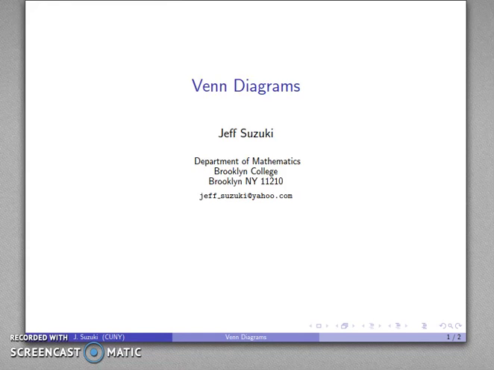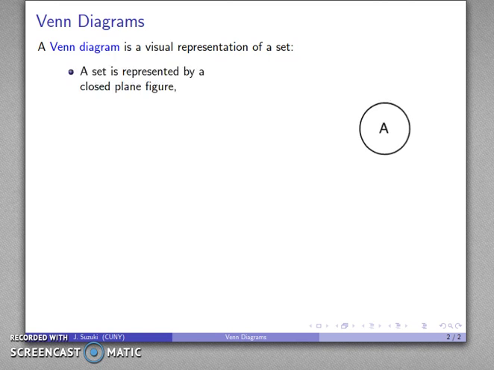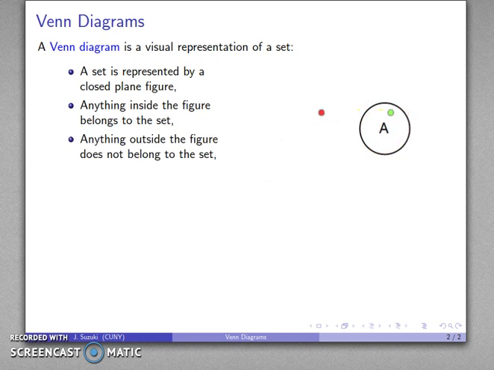So Venn diagrams are a nice visual aid towards the understanding of sets. It's a visual representation of a set where we represent a set by some sort of closed plane figure, a circle, a square, anything that has an inside and an outside to it. Anything that's inside the figure belongs to the set. So this green dot is an element of the set. Meanwhile, anything that's outside does not belong to the set. So this red dot out here does not belong to the set.